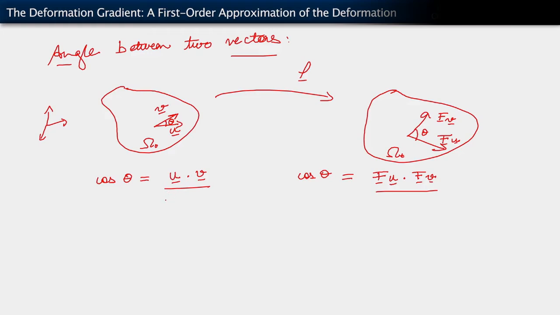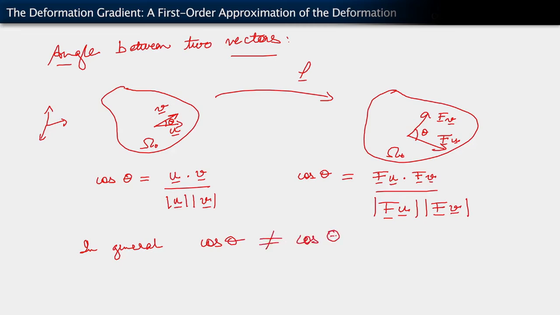On the left hand side, I need the magnitude of u and the magnitude of v. That gives us the cosine. And here I have the magnitude of Fu and the magnitude of Fv. Okay? Clearly, these are not going to be the same. In general, cosine little theta is not equal to cosine capital theta. And really all this is saying is that the angle between vectors is changed. So if this is the angle between two vectors in the reference configuration, they deform, and the angle between them in general changes because of the deformation. That's expressed by the fact that cosine little theta in general is not equal to cosine capital theta.